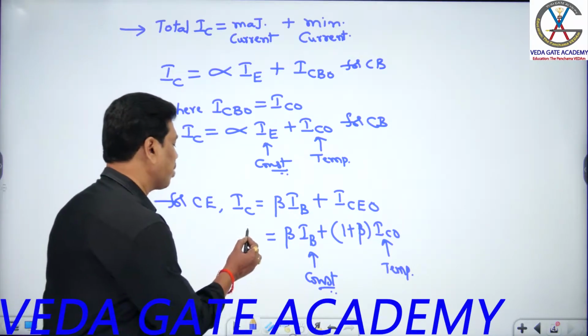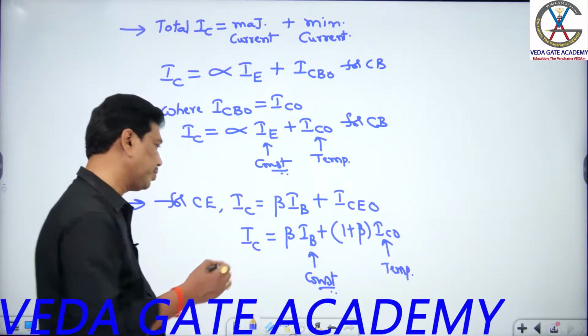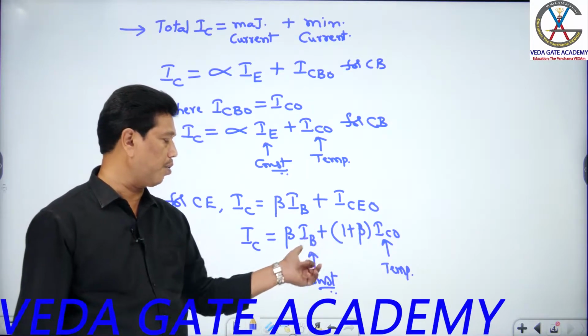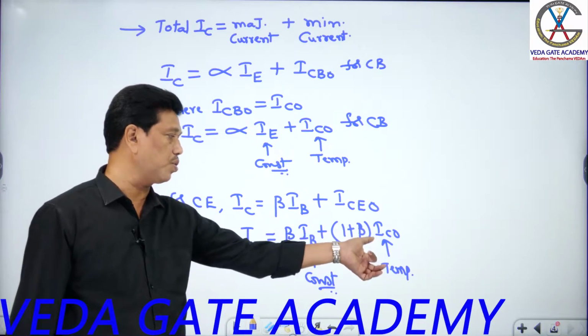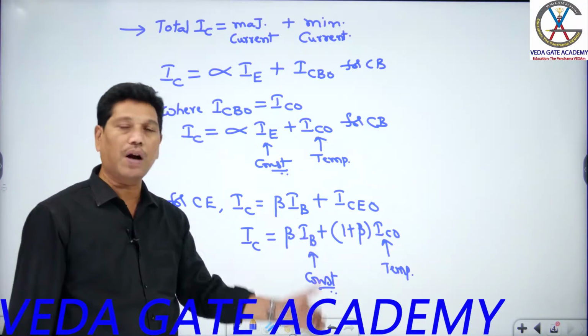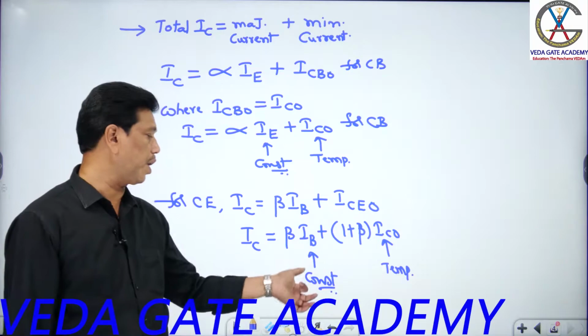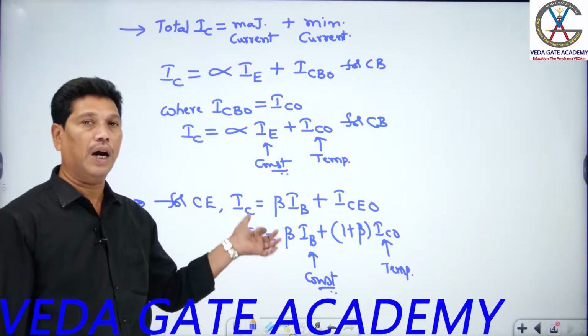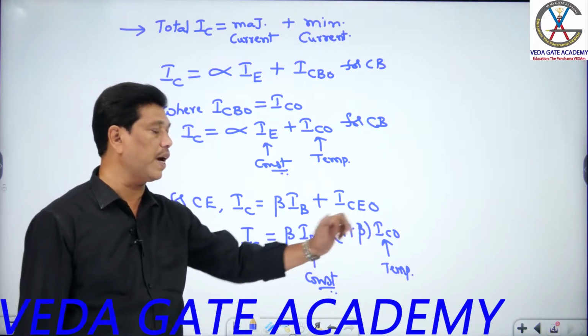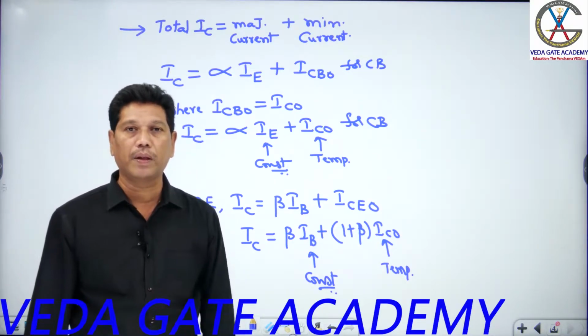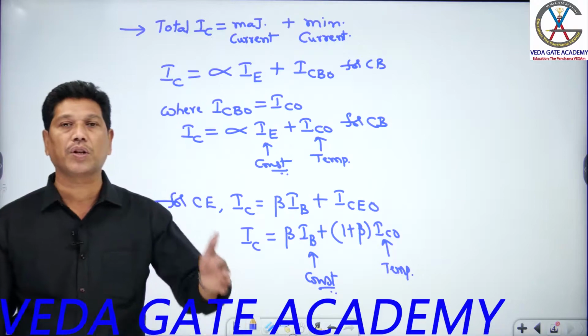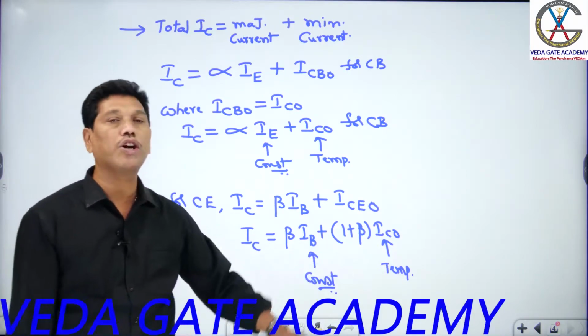So in a common emitter circuit, the total collector current is equal to this one now. Here the change in collector current due to temperature is very high. Even if the input current is constant, there is a change in output current, and that change is more due to temperature, by ICO, such that the common emitter circuit is quite unstable, which needs stabilization against the variations in collector current due to temperature.